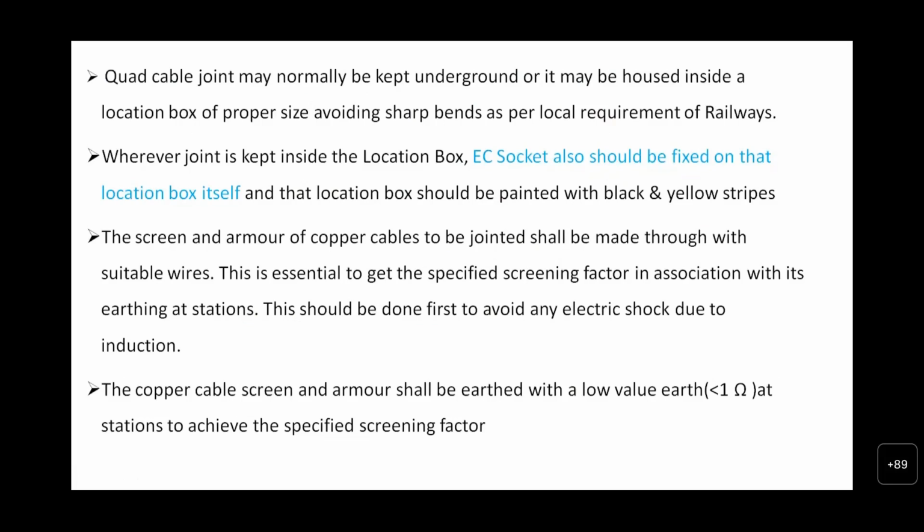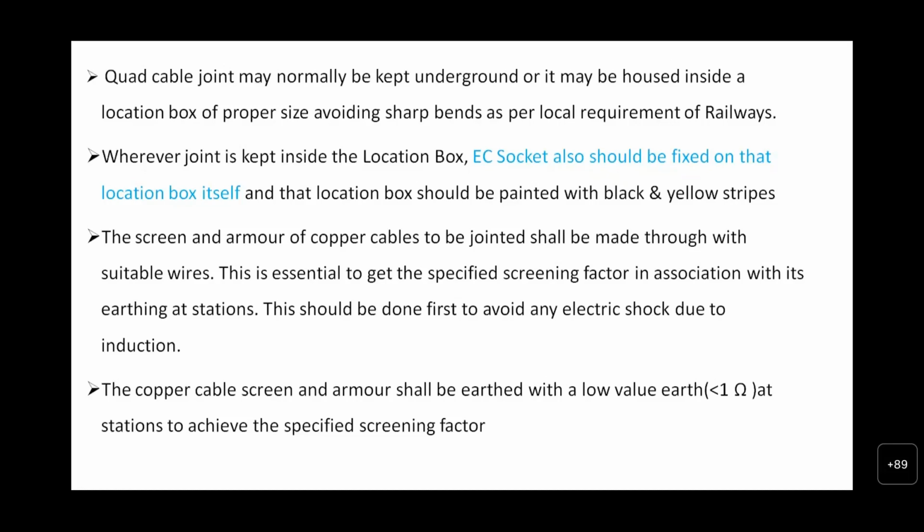Whenever a joint is kept inside the location box, an EC socket shall be fixed on the same location box, and that location box should be painted with black and yellow stripes. This is as per the new telecom guidance. Apart from that, in 2019, headquarters already gave guidelines through our CC that the joint should be kept in a location box, with the EC socket fixed on the same location box.